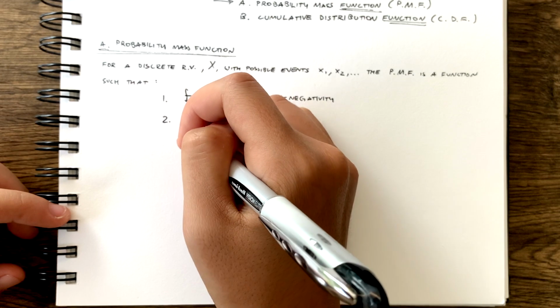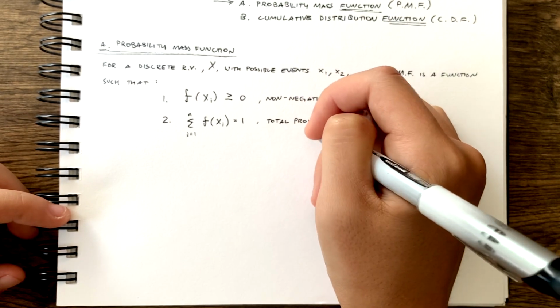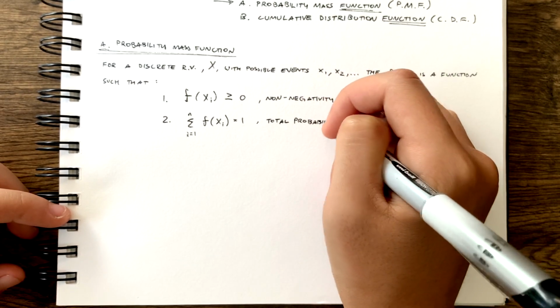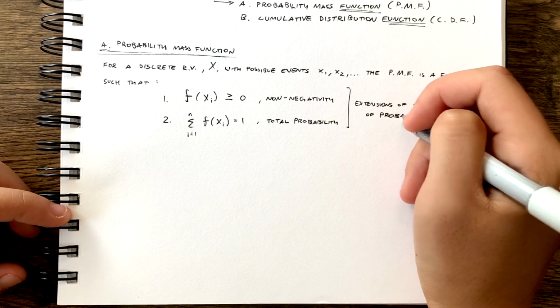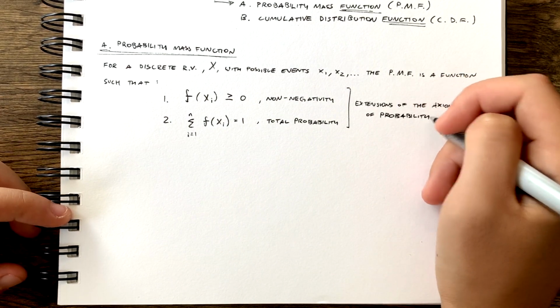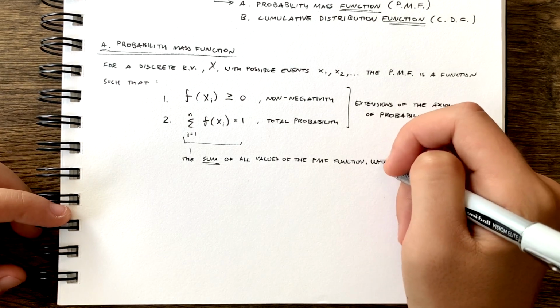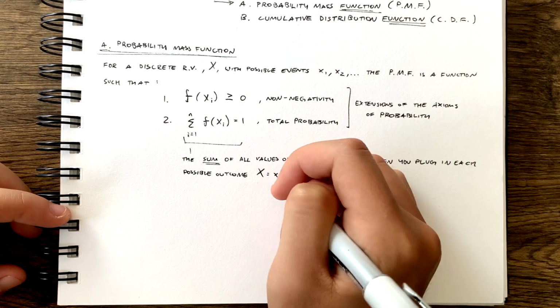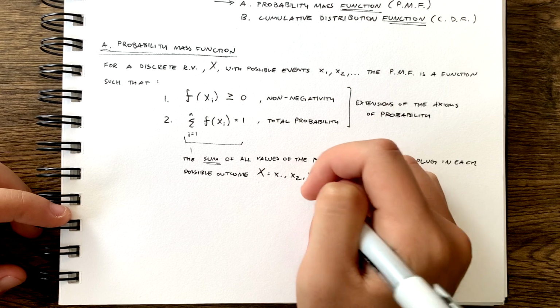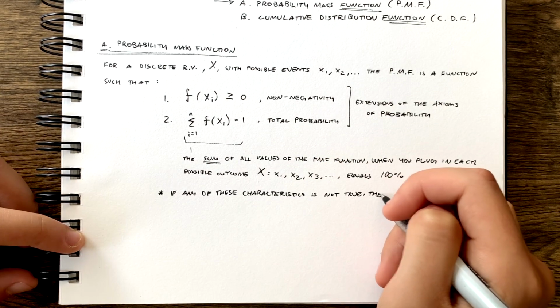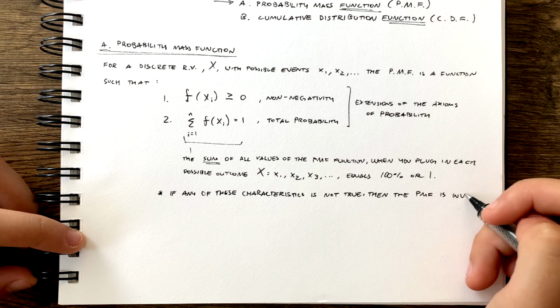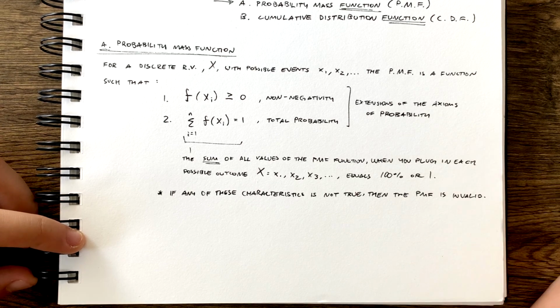Secondly, if we take the total probability, in other words, the function for all possible events, and sum them together, this will equal 1. In other words, 100% is defined as our total probability. This is the sum of all values of our PMF function when you plug in each possible outcome. It'll equal 100% or 1. And let's also note that if any of these characteristics are not true, then our PMF is invalid.